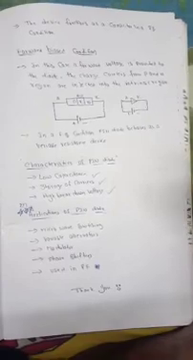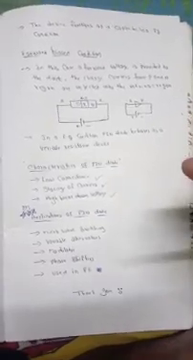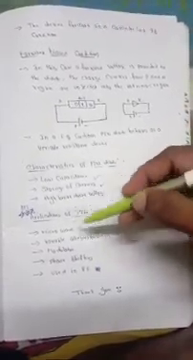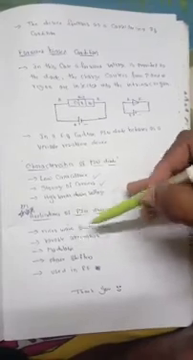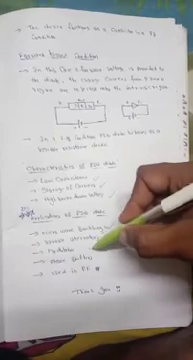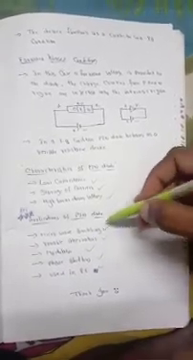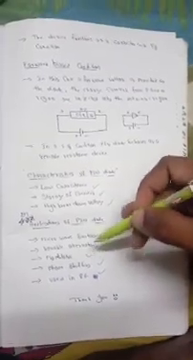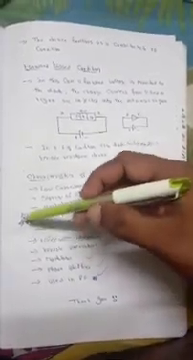The applications of the PIN diode are mainly asked as a two marks question. Remember these applications: microwave switching, variable attenuators, modulators, phase shifters, and radio frequency uses. These are the main applications, and one of the most important questions for 2 marks.